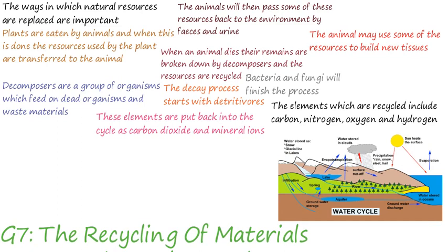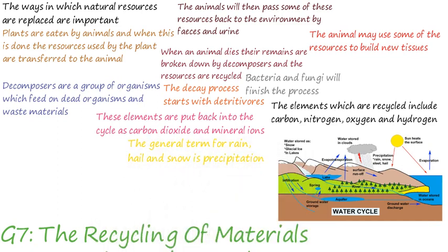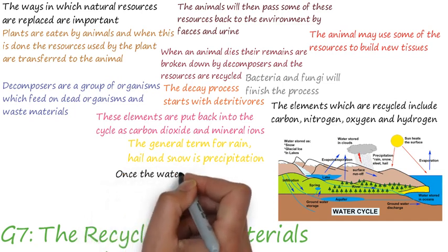Another important resource is water. Water is a vital resource for life, and it has its own separate cycle that we need to look at. As we know, all too well, water falls as rain from clouds. The general term for rain, hail and snow is precipitation.